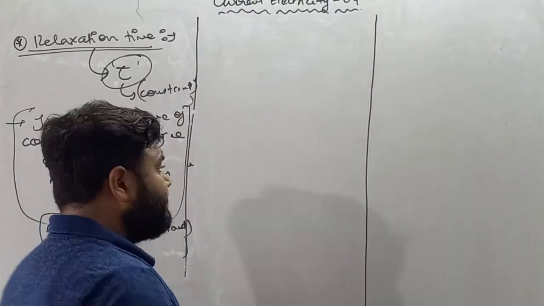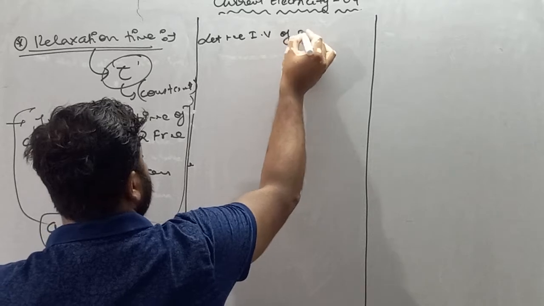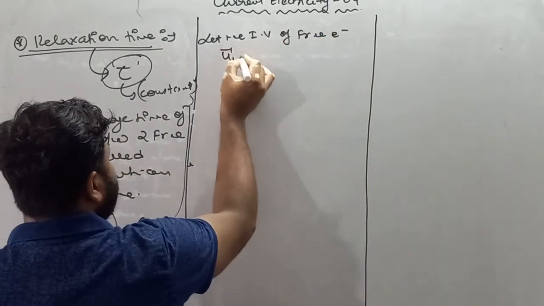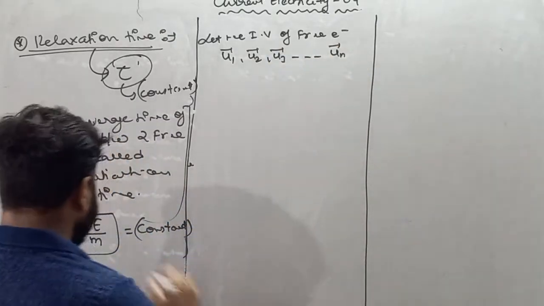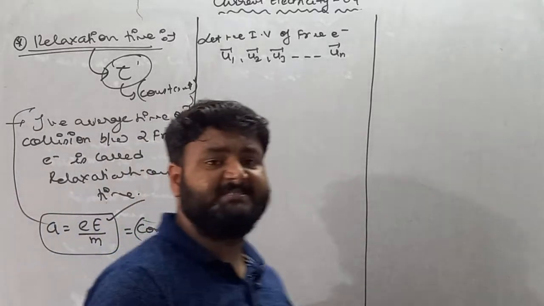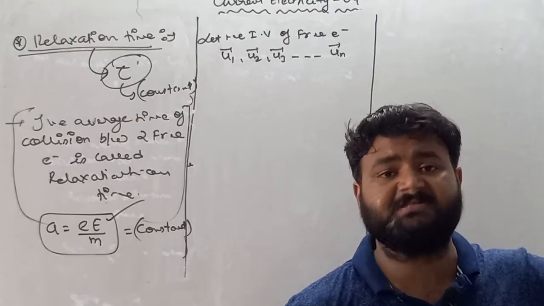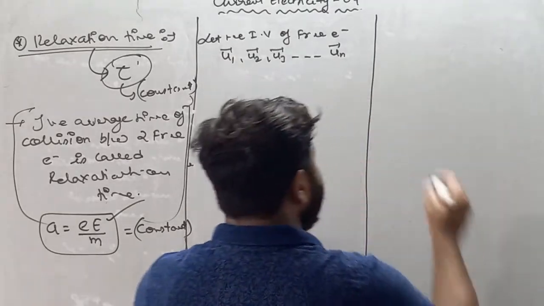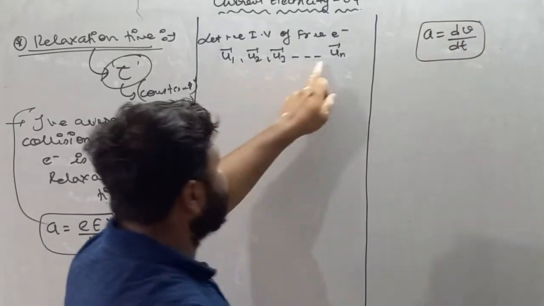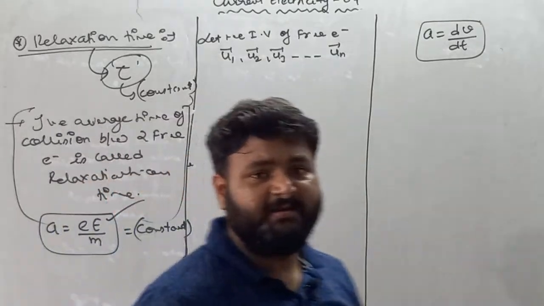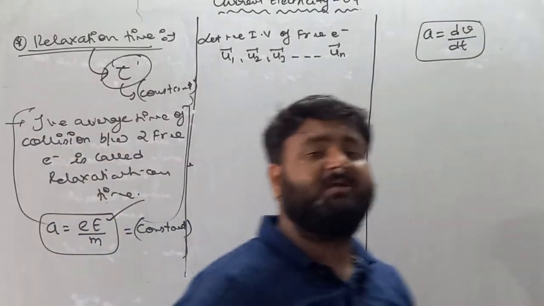Now see, the initial velocities of free electrons are u1, u2, u3 up to un. And acceleration is there. If acceleration is there, it means the velocity of free electrons changes, because acceleration is achieved when velocity is changing. As we all know, acceleration is nothing but change in velocity with respect to time. So if the initial velocities are u1, u2, u3 up to un, then after connecting the battery, the free electrons are accelerating. It means their velocity is also changing.